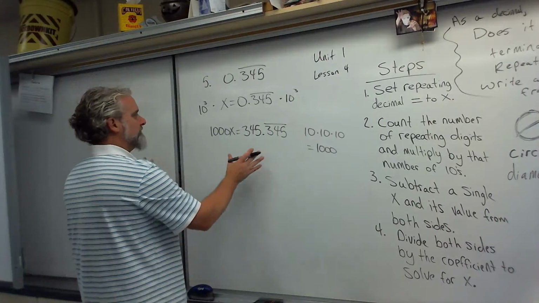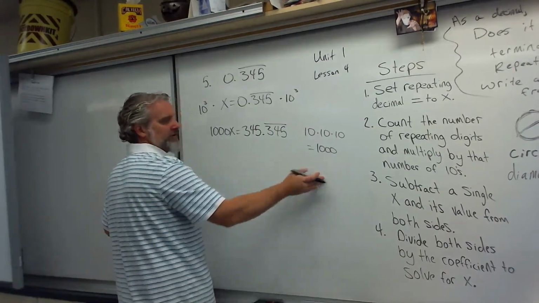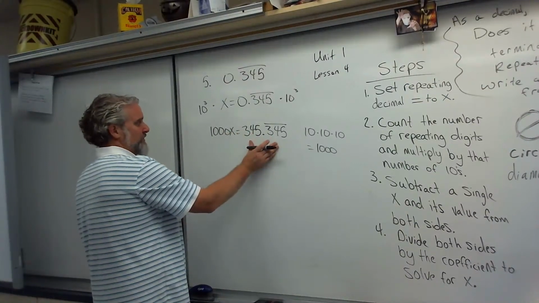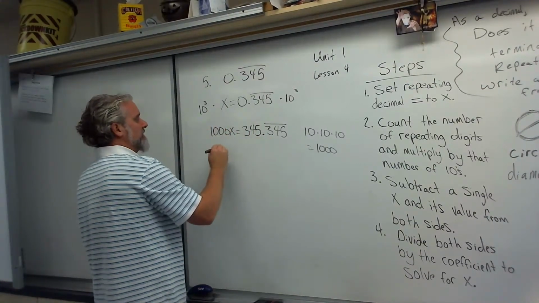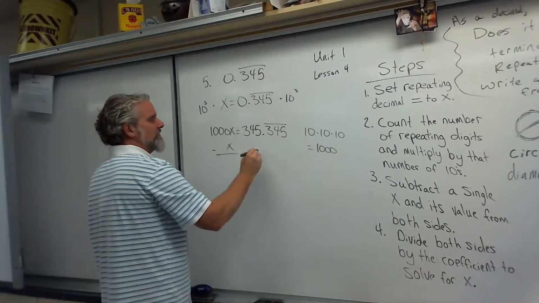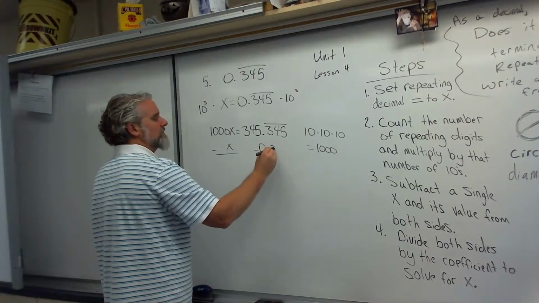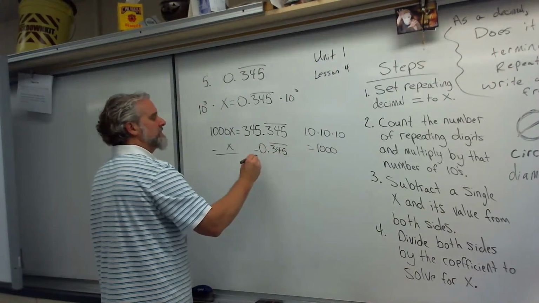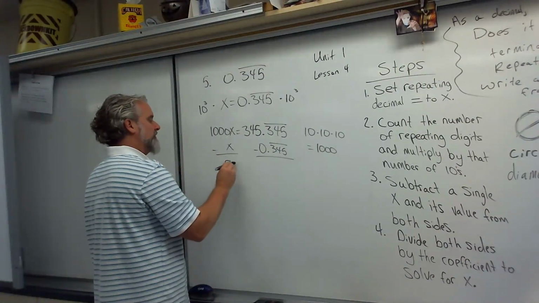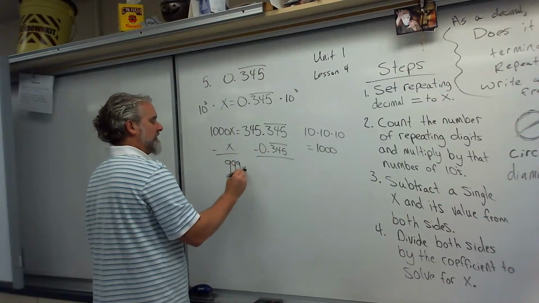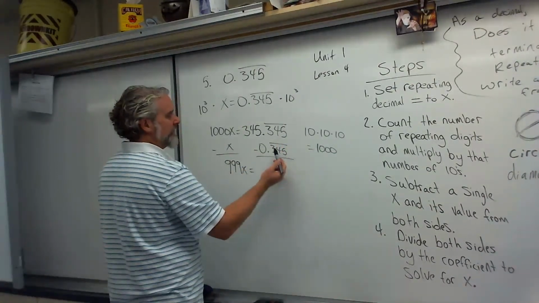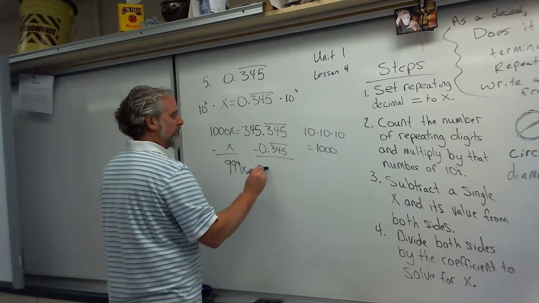Next. Step 3, subtract a single x from both sides for its decimal approximation. So we had x equaling 0.345 repeating. So 1,000x, take away 1x, leaves us with 999x. And over here, that's going to get rid of our repeating decimal portion, leaving us with just the whole number, 345.